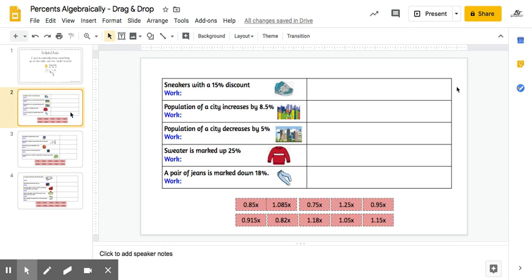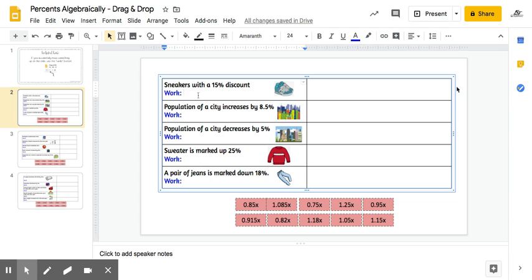Now, the first one says sneakers with a 15% discount. Well, this would be a sale price. And the only difference is now, I didn't give you an actual price for the sneakers. I just said sneakers have a 15% discount. So what we're going to be doing here is figuring out what a 15% discount of any price of sneakers would be. Again, we don't know the exact price of sneakers, so we're going to be using a variable to represent that unknown.